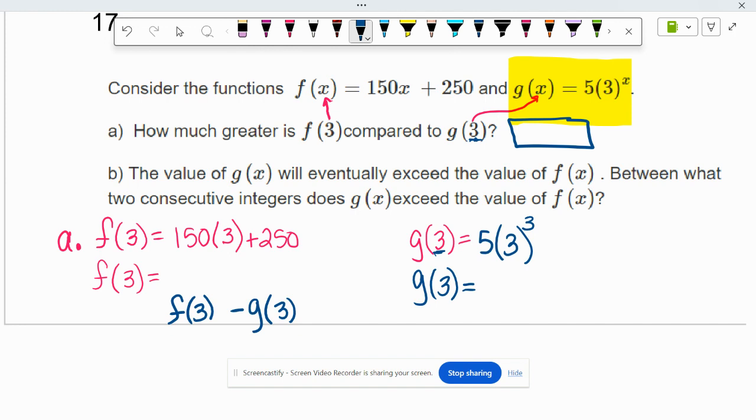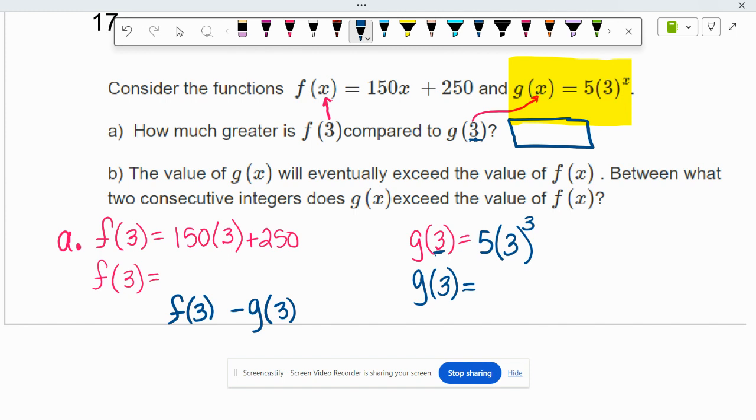Okay, and what do you get for g of 3? Is that what you got? Okay, so when you subtract those, what is the g of x equation? What does that say? 5 times 3 to the what? Do you see what I wrote up there? 5 times 3 to the power of what? Okay, do you have that there? Or do you calculate that again in your calculator?